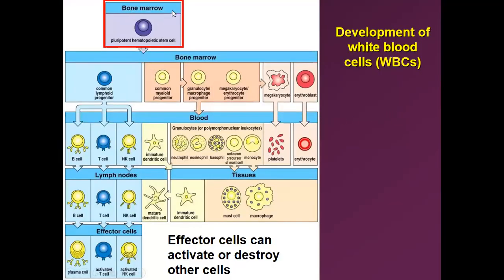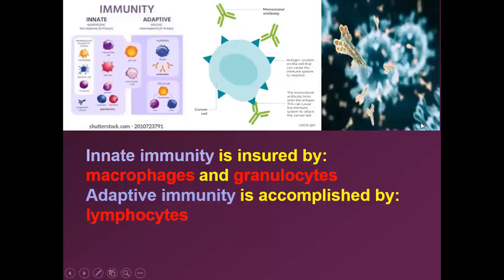This is the bone marrow having a cell which is called pluripotent. Pluripotent means that it has many potentials: the potential to derive every type of immune cell. We talked about the cells and the organs of the immune system. Now we are going to speak about the molecules of the immune system.